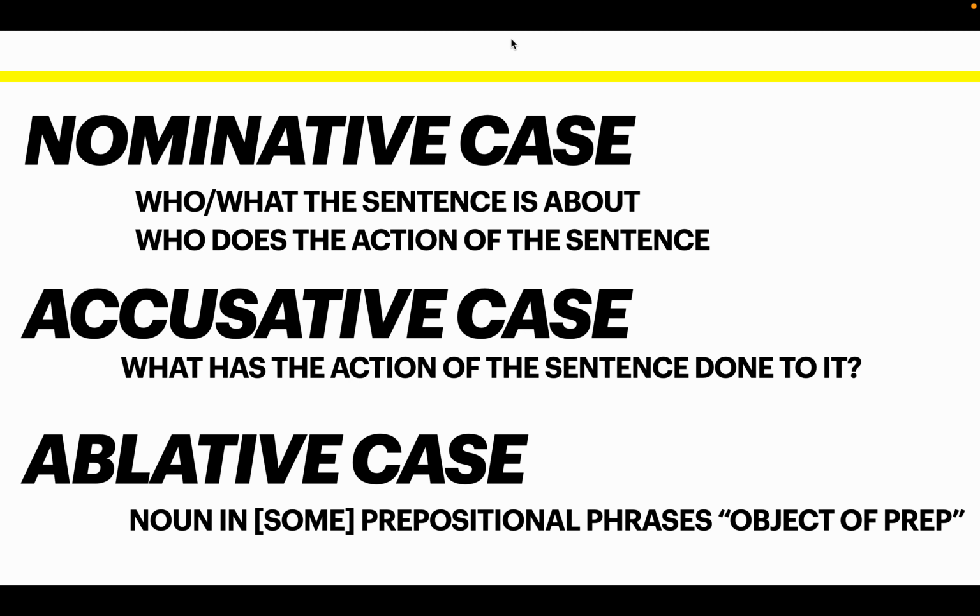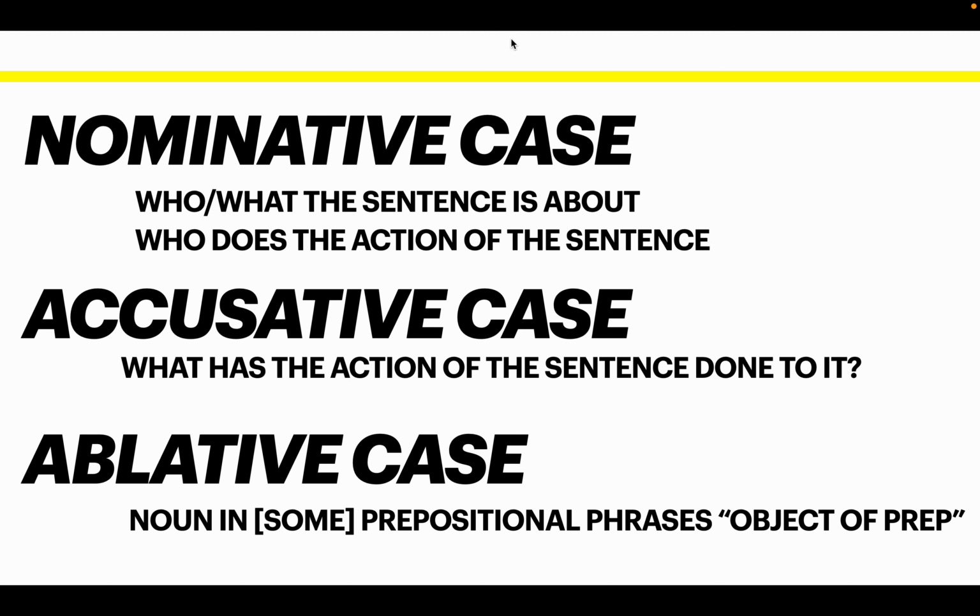The accusative case, the accusative form of the noun, tells us what has the action of the sentence done to it. This is the form that often comes after our verb in our translation, and it normally tells us what the subject is doing to something. So, for example, the cat chases the mouse. Cat would be nominative, mouse would be accusative.